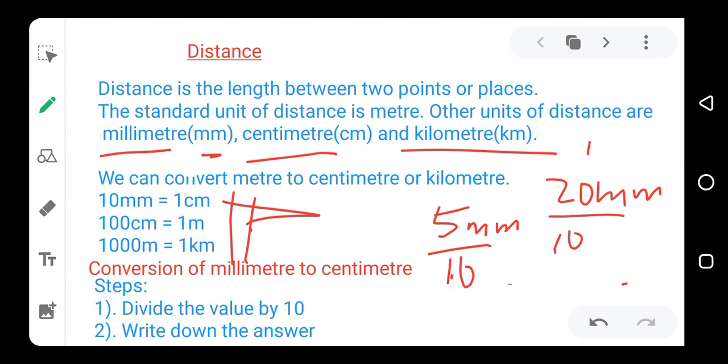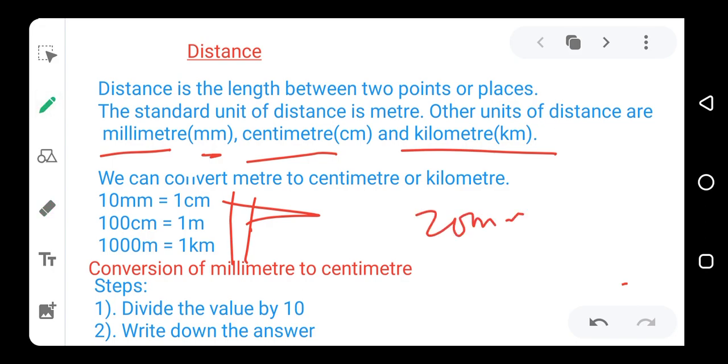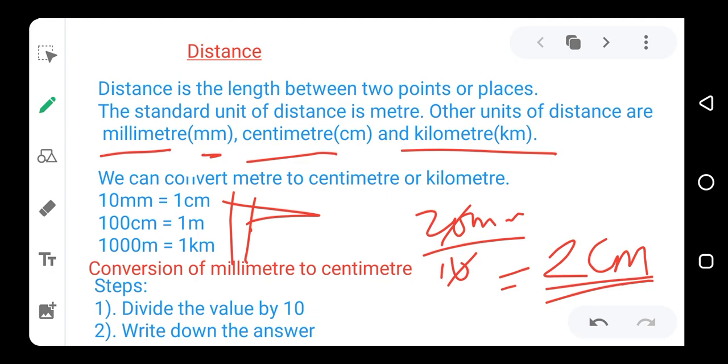If we have 20 millimeters and we want to convert it to centimeters, we divide it by 10. If we have 100 millimeters and we want to convert it to centimeters, we also divide it by 10. So that is the first step. We divide by 10. Then the second step is that we write the answer. So assuming we have 20 millimeters, first we divide it by 10, then we write whatever we have as the answer. When we divide 20 by 10, we get 2. So this 2 is in centimeters. So 2 centimeters is the answer.